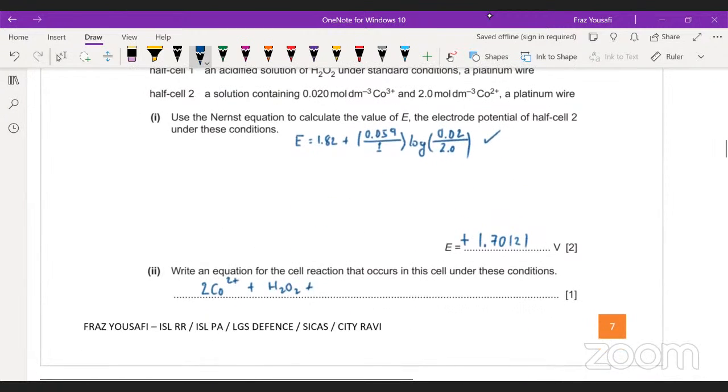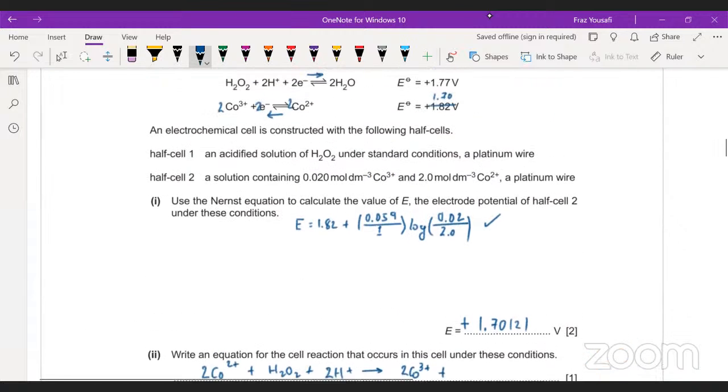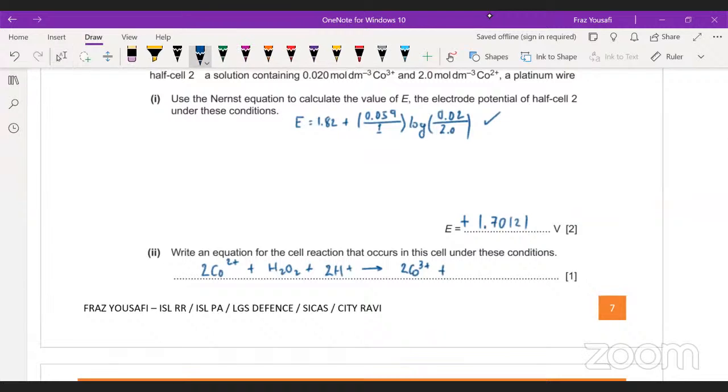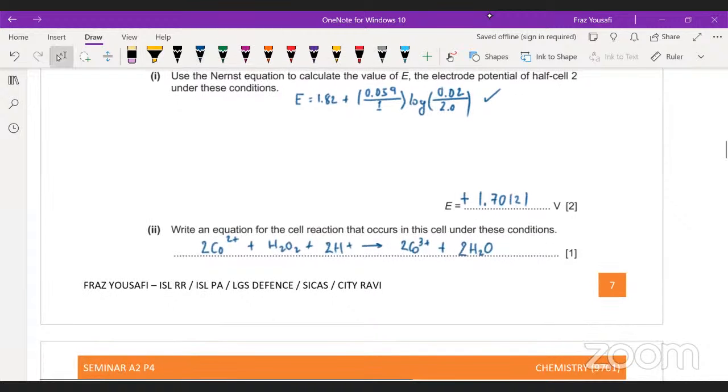So everything that shows up in your respective equations should show up here. And 2 waters. That would be your overall reaction.